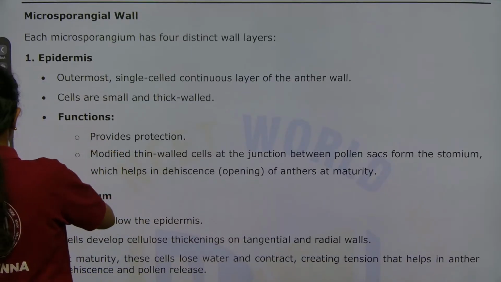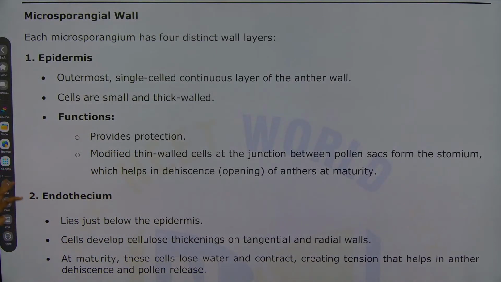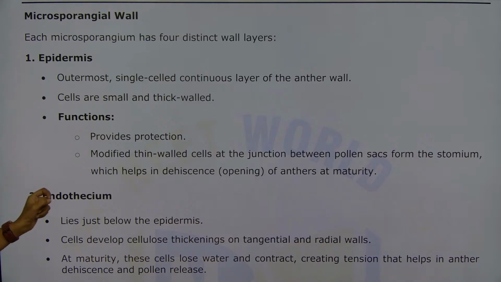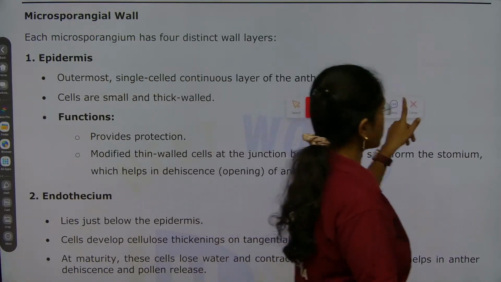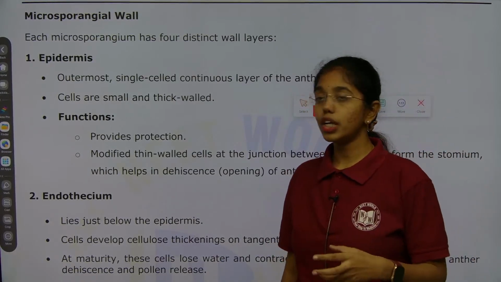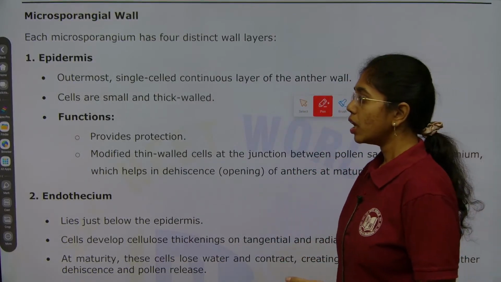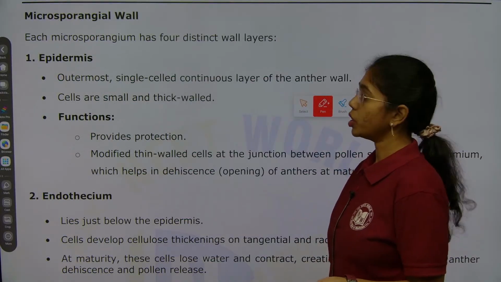Microsporangial wall. Each microsporangium has 4 distinct wall layers. For example, first is epidermis. You have to give out the structural description, then the functional description of each layer. Okay. First you look at the structural description, epidermis.